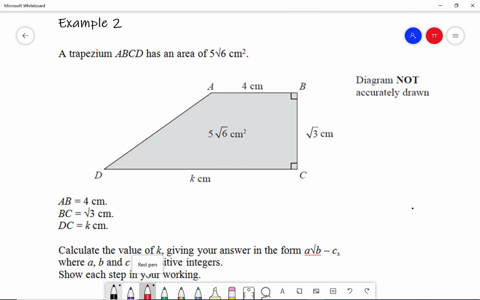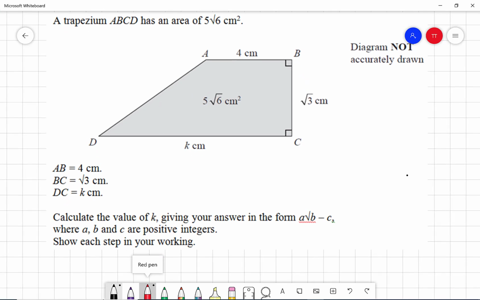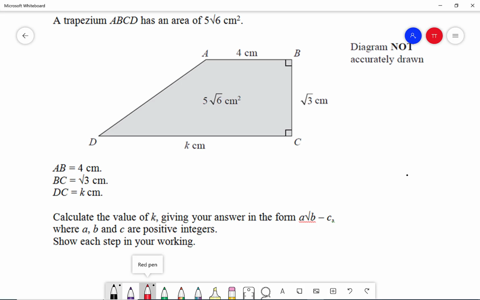Here's another question. You can try the question, pause the video, and when you're done, I will go through my worked solution. Okay, welcome back. Here we've got a question that says a trapezium ABCD has an area of 5√6 centimeters squared. We need to work out the length k.